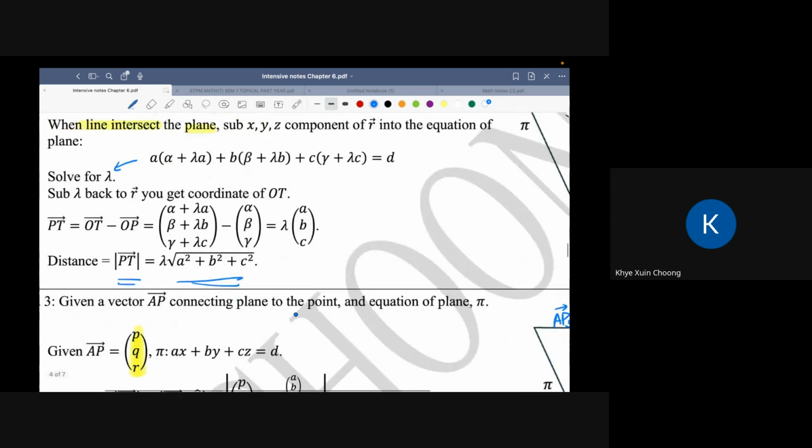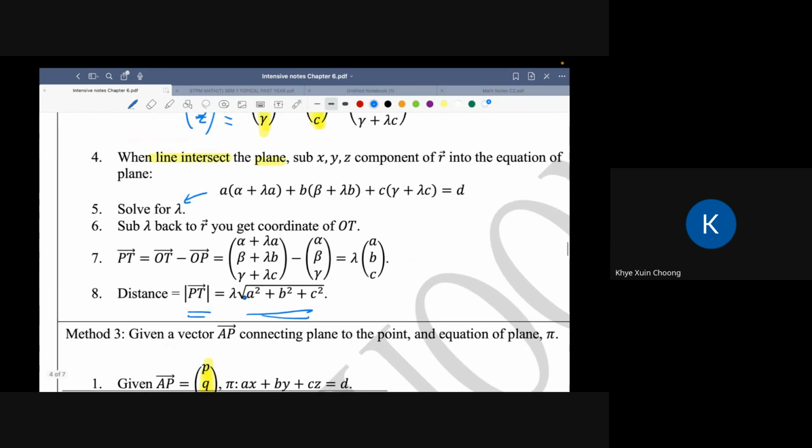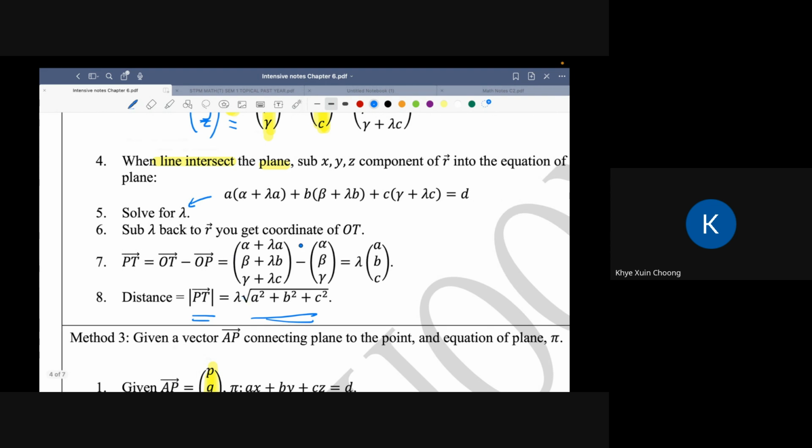So magnitude is actually the square root of x squared plus y squared plus z squared. But over here, I try to write in terms of the equation. I noticed that PT should be equal to OT minus OP. So OT minus OP, this is what I will get for OT. I subtract the lambda, I should get something like this. Minus OP is alpha, beta, gamma. I found that I get lambda a, b, c. So the distance is actually the modulus of this. This is lambda multiplied by the square root of a squared plus b squared plus c squared. That's why it equals this.